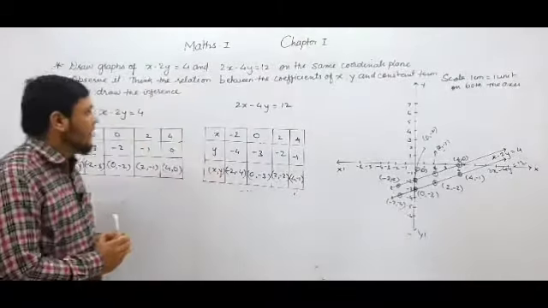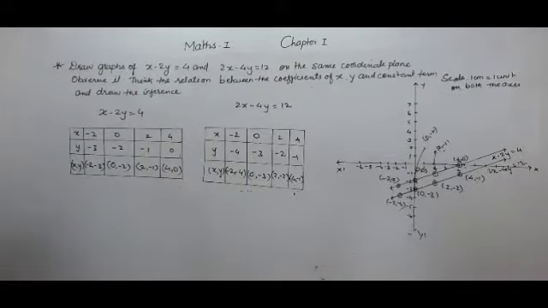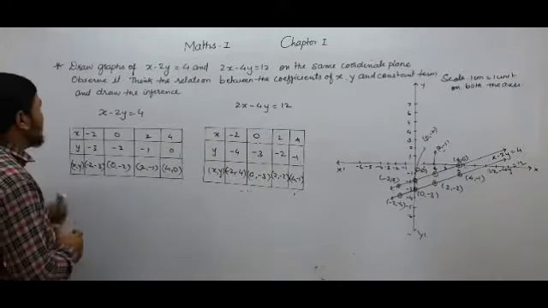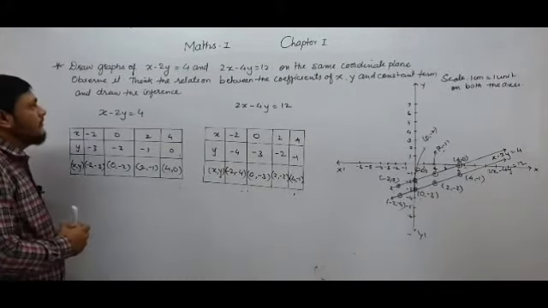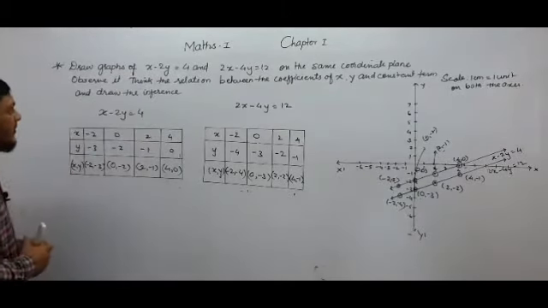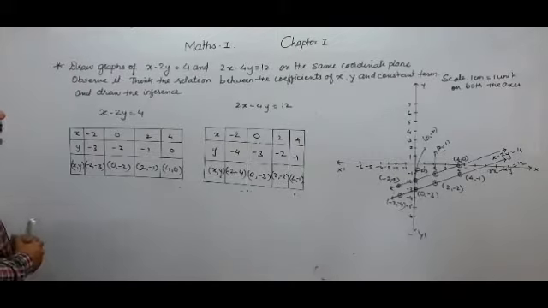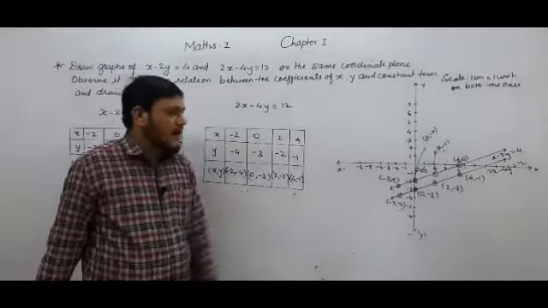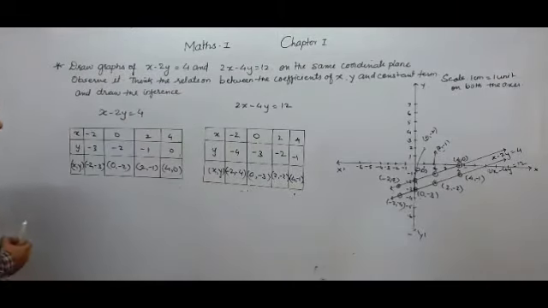So students, today in this lecture we are going to study one more condition. For that we will consider the equations x minus 2y equal to 4 and 2x minus 4y equal to 12. For discussing today's condition, the graph of simultaneous equations can be parallel lines also.